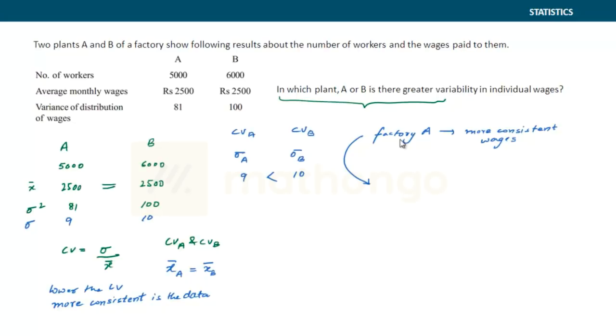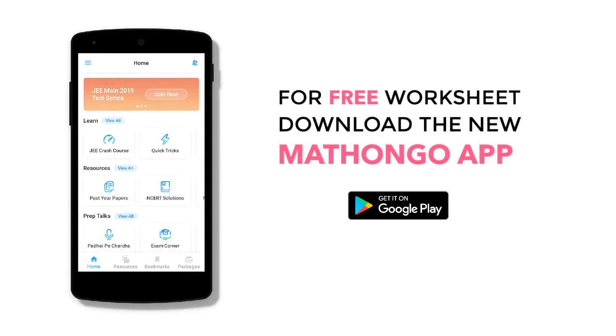So the answer to this problem: we were asked which has greater variability. That means factory B has greater variability. Factory A is much more consistent. So I hope the concept is clear by this. By this we come to the end of this particular topic. In fact, it's hard to find a worksheet for this. I'll try and build up a worksheet for you guys so that you can practice.